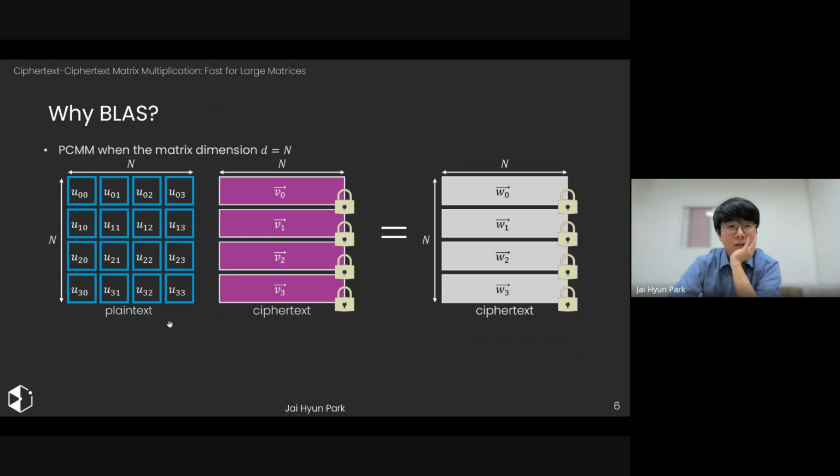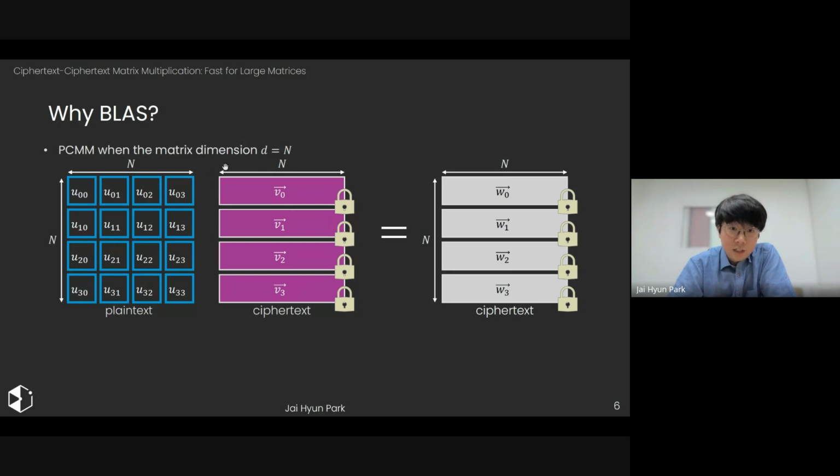So then I said, as I told you, if BLAS is really good, what if we just give up BLAS and implement PCMM or CCMM without using any BLAS libraries? That might be possible. For example, if the matrix dimensions are really appropriate, sometimes we can implement PCMM without any rotations.